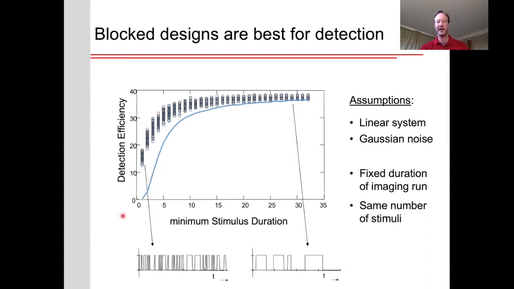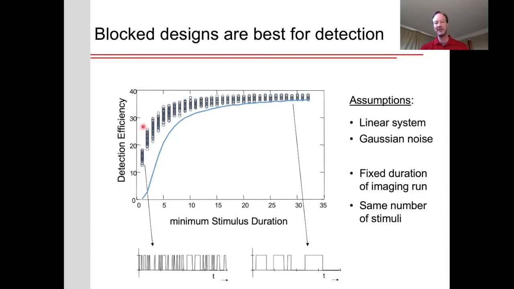And you can see that as the stimulus duration, or minimum stimulus duration, decreases, that response decreases. But if you vary that inner stimulus interval, as I'm showing here in the different circles, you can actually still get a nice response, even at very short minimum stimulus durations.